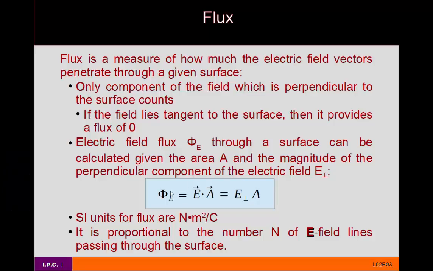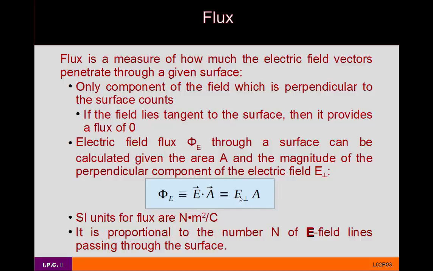Alright, so hence the flux, we're taking E dot A. A is actually perpendicular to the surface. So therefore, this is equivalent to calculating the component of the E field which is perpendicular to the surface times the area of the surface. So that's where this equation is coming from. The units we can get by looking at what the units of each of these two terms are.